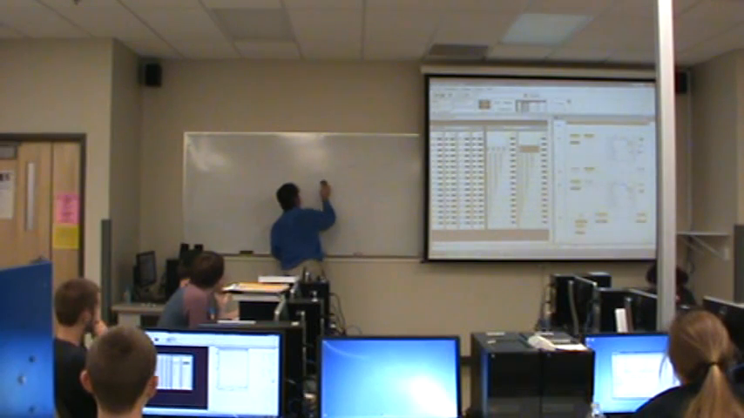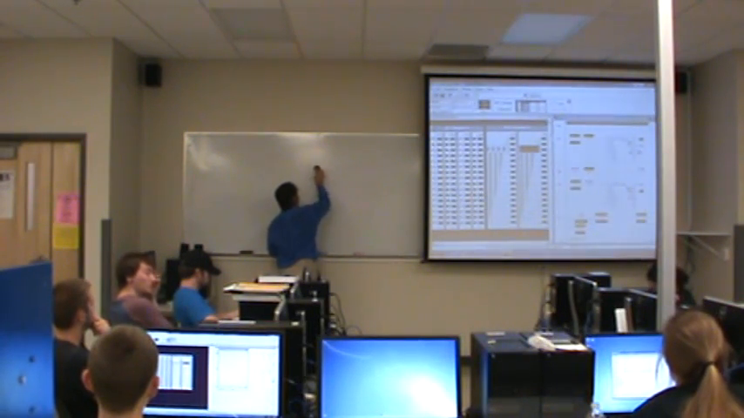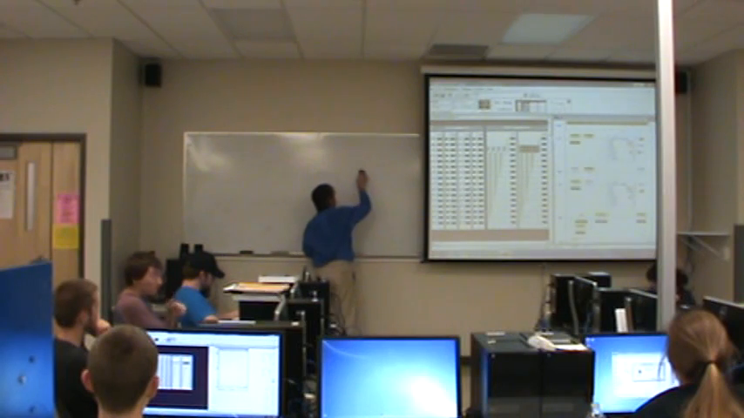hopefully works better than this eraser. I think this whiteboard has seen better days.